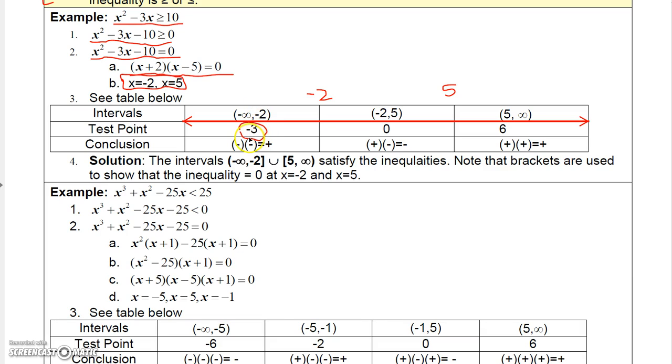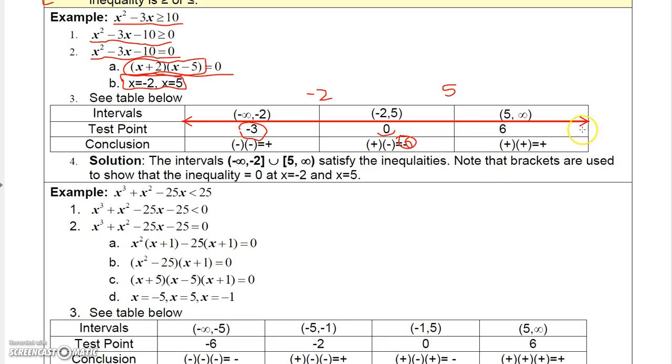So I'm going to test x equal negative 3. And now if I go back up here to this factored form, you can plug negative 3 in here, and you know that negative 3 plus 2 is negative, and negative 3 minus 5 is negative. So if you plug negative 3 into this expression, you're going to get a negative times a negative, which is positive. And then to test the middle interval, since 0 falls in there, I'm going to use 0. So if I plug 0 in up here, I'm going to get a positive times a negative, which is negative. So I get a negative there.